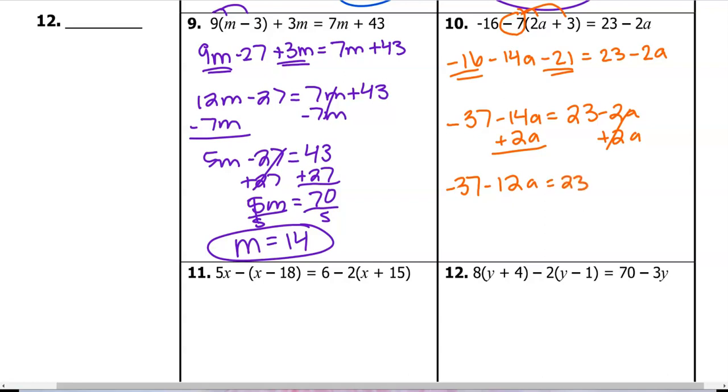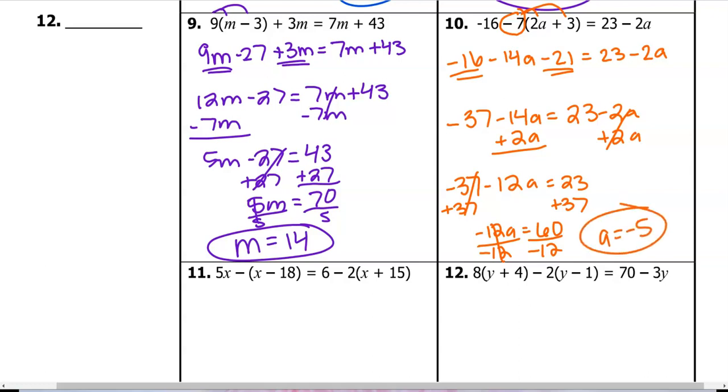How do I move the 37? You're going to add it. Okay? If you go across that equal sign, you got to do opposite of what's there. So we're going to add the 37 because right now it's negative. So now we have -12a equals, that's +60. And then we're going to divide by -12. And we should get -5 for that one.